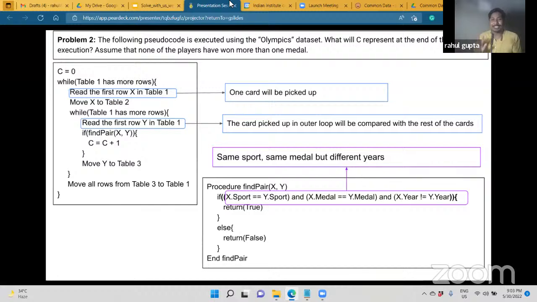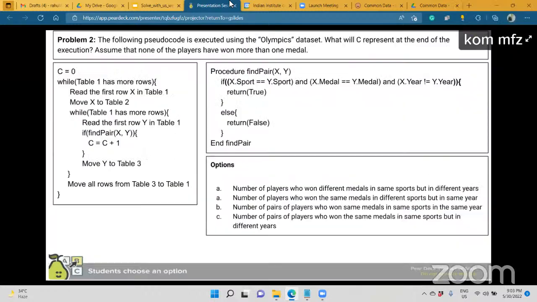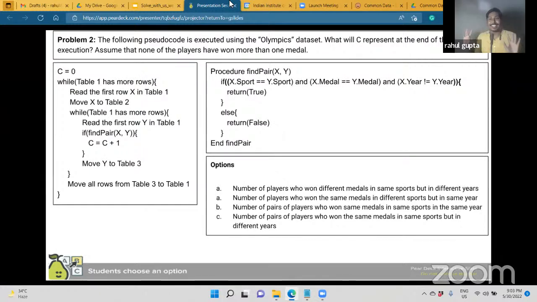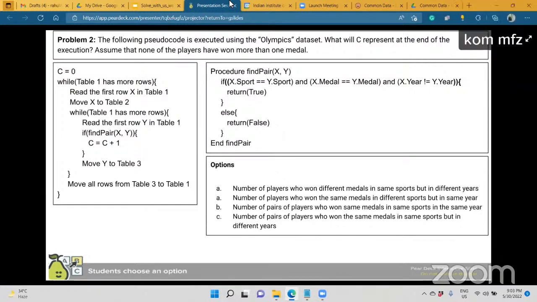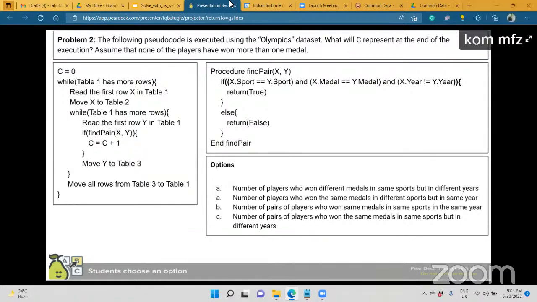Let me tell you the trick. Whenever you see find pair, listen to me properly. If you have time, please go through it line by line. If you don't have time, don't leave the question. Use your sixth sense.